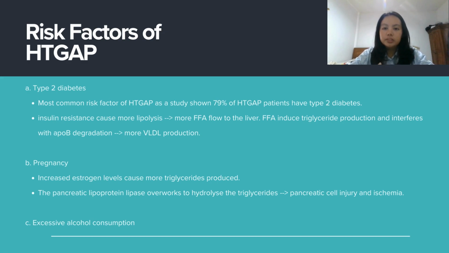And next is pregnancy. This is because during pregnancy, there is an increase in estrogen levels, which causes more triglycerides to be produced, and the pancreatic lipoprotein lipase overworks to hydrolyze these triglycerides, and it causes pancreatic cell injury and ischemia. And lastly, there's excessive alcohol consumption, which works the same way as type 2 diabetes, in which it causes more FFA to flow to the liver, induces triglyceride production, and interferes with ApoB degradation, causing more VLDL. And those are the risk factors.